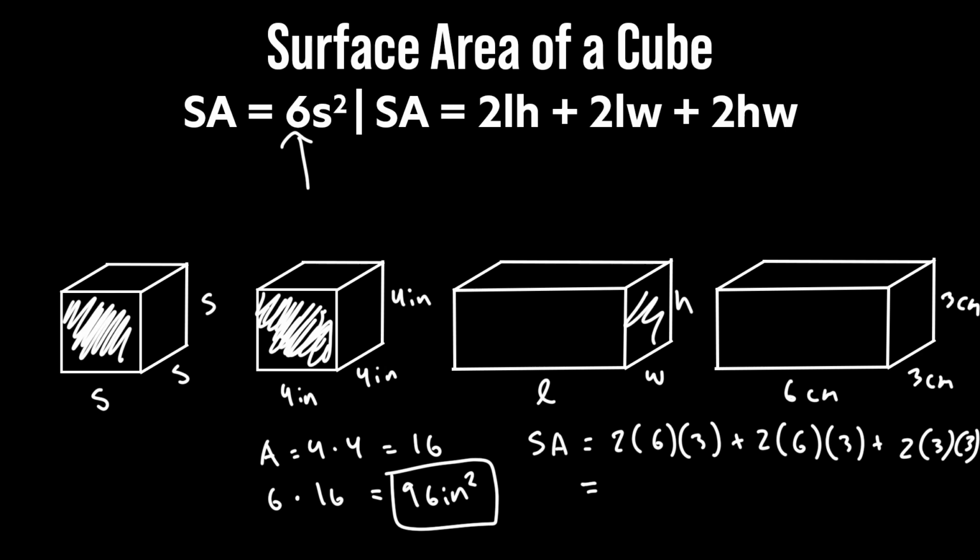And if we solve this out, this would be 36 plus 12 times 3 is 36 again. And 2 times 3 times 3 is 18. So we're going to get 90 centimeters squared.